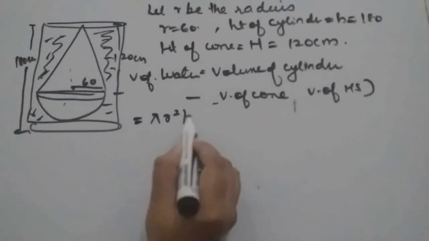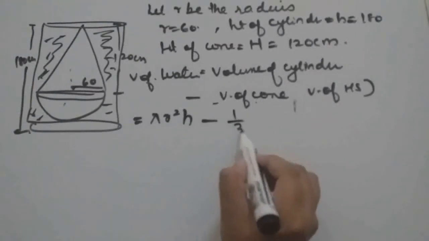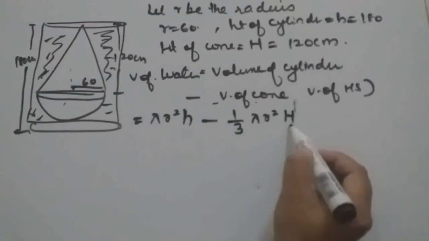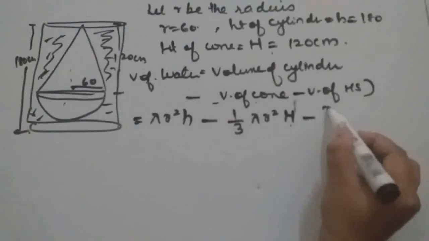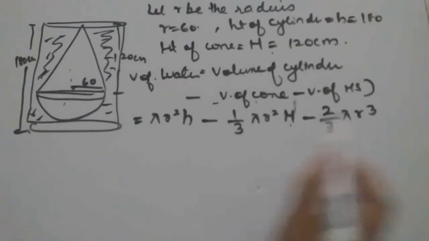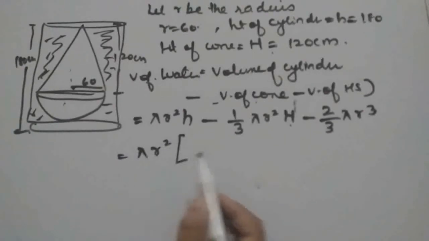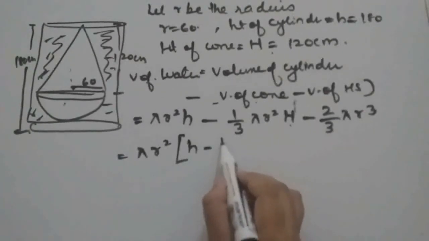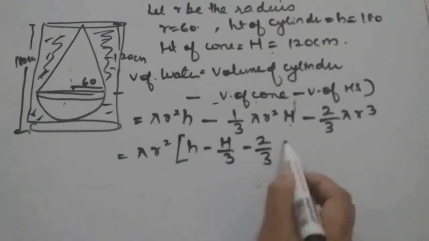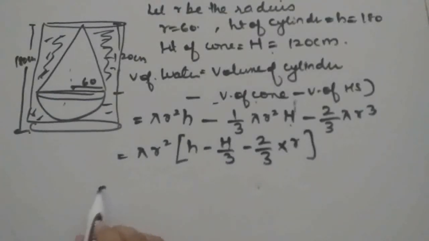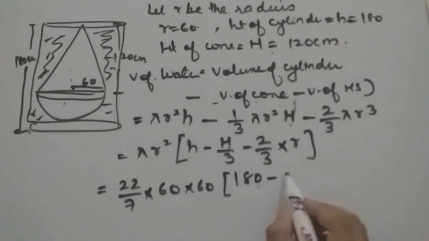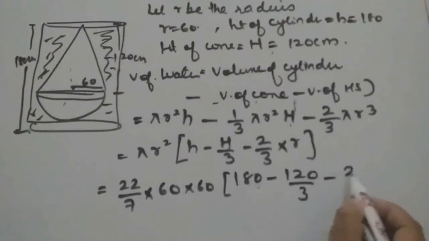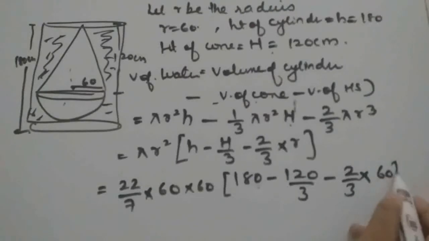Pi r square h. Volume of cone is 1 by 3 pi r square capital H. Height for cone height is different. Then volume of hemisphere means 2 by 3 pi r cube. Now pi r square we can take common. H minus capital H by 3, 2 by 3 into r will remain here. So 22 by 7, r is 60, H is 180, capital H is 120 by 3 and r is 60.